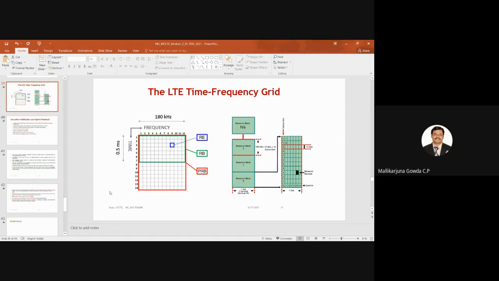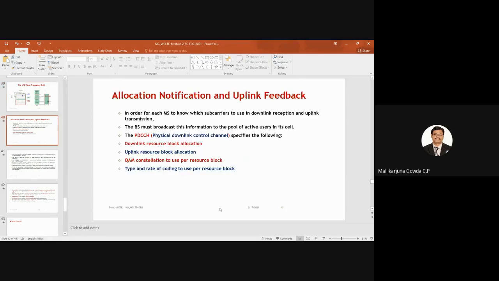Okay, so I will come back to this again to discuss in detail this frame structure and how the resource allocation is done in case of LTE in the upcoming slides, maybe in the further classes. Here I've given a brief introduction about this time frequency grid. With that, let me go to the next topic, that is allocation, notification, and uplink feedback.